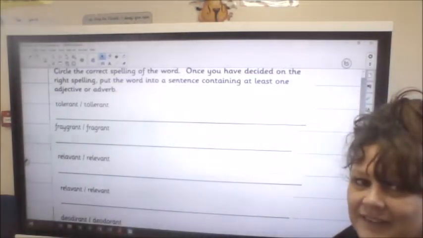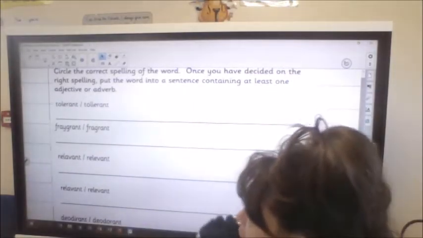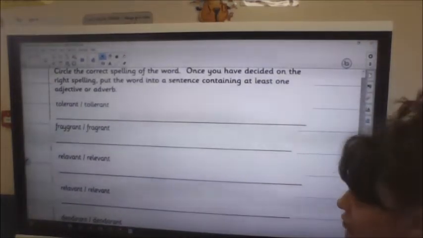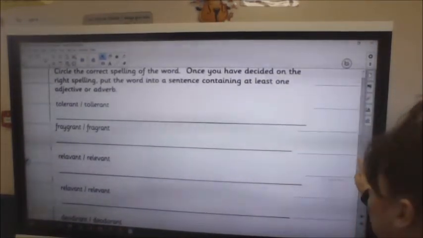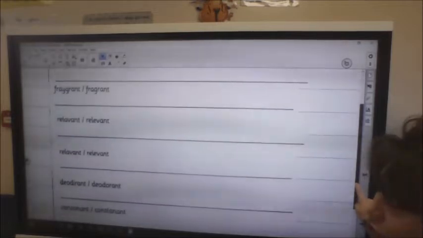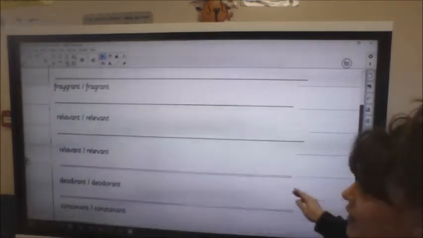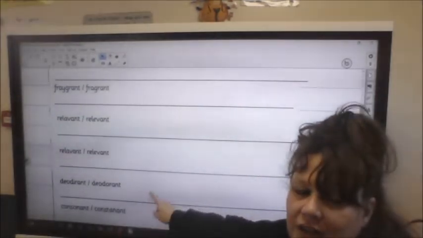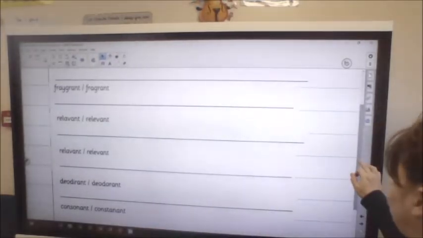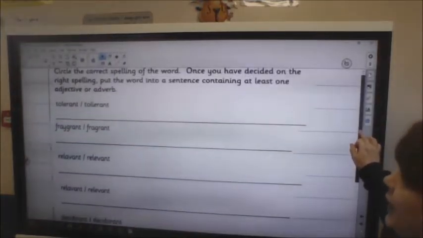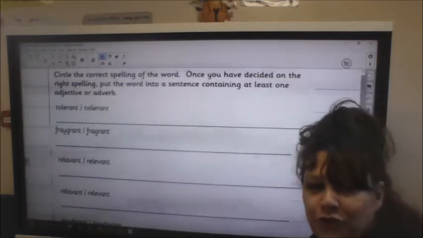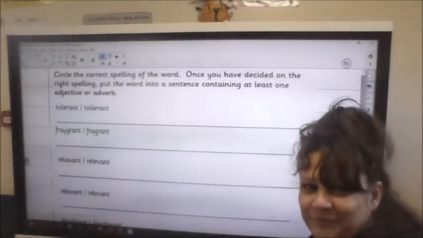and then show me some fantastic sentences. So as I say, you've got tolerant, fragrant, relevant, and relevant. You've got deodorant, and you've got consonant. So you might need to come back and have a look at the last two because I've had to scroll the board up. Okay, so pause the video, have a go.